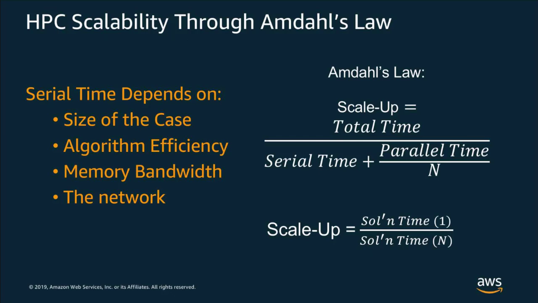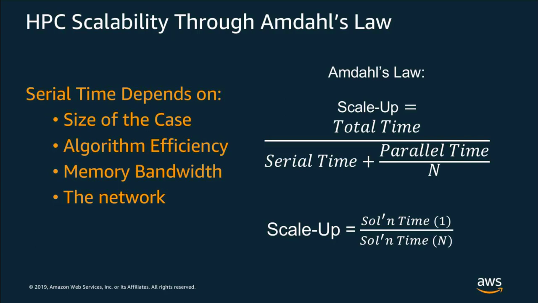This equation shows that the limitation to application scalability is the serial time in the denominator of his equation. The serial time, or serial work, is work that cannot be parallelized. The greater the serial work, the less it is possible to scale up an application. The serial term impacting scale can come from many places. Commonly, though, it includes algorithm inefficiency, memory bandwidth limitations, as well as latency on the network.